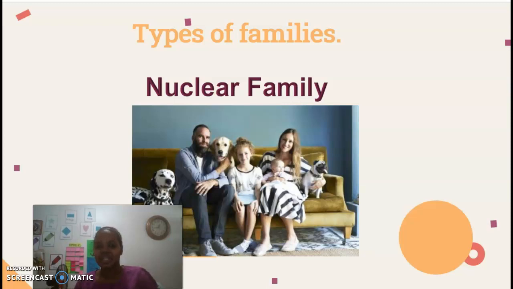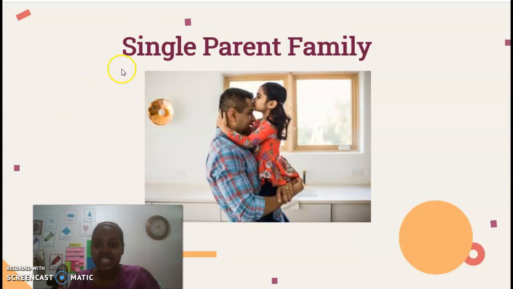The first one is the nuclear family. This family is composed of both parents, the mother and the father, and the children or child. That's a nuclear family, when both parents exist. Then we have the single parent family. It's when just one of the parents is with the child or with the children. It can be the mother or it can be the father.